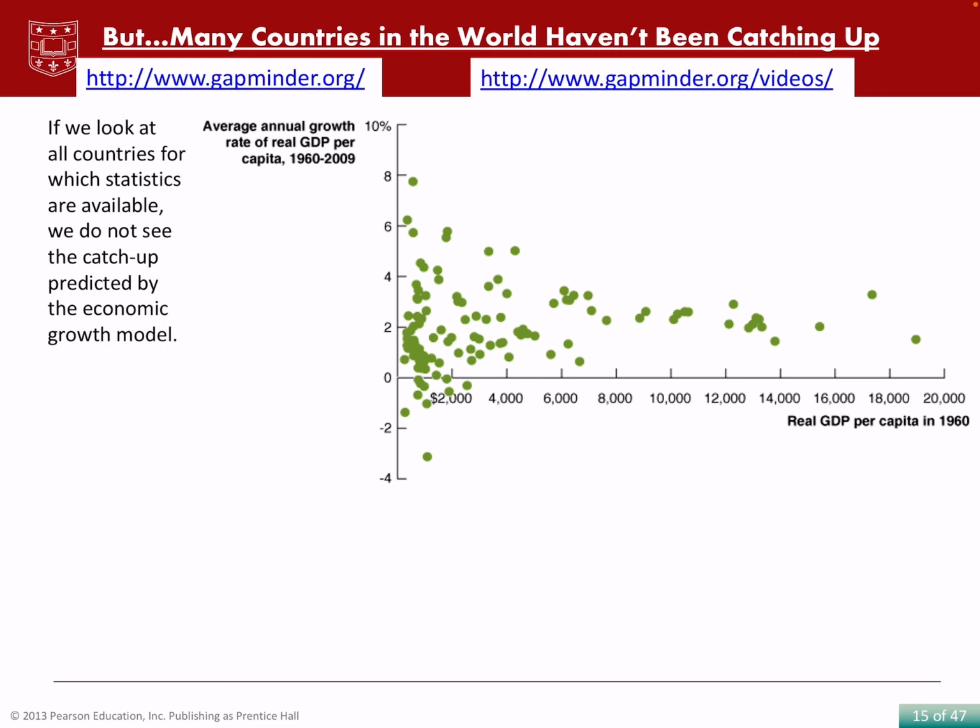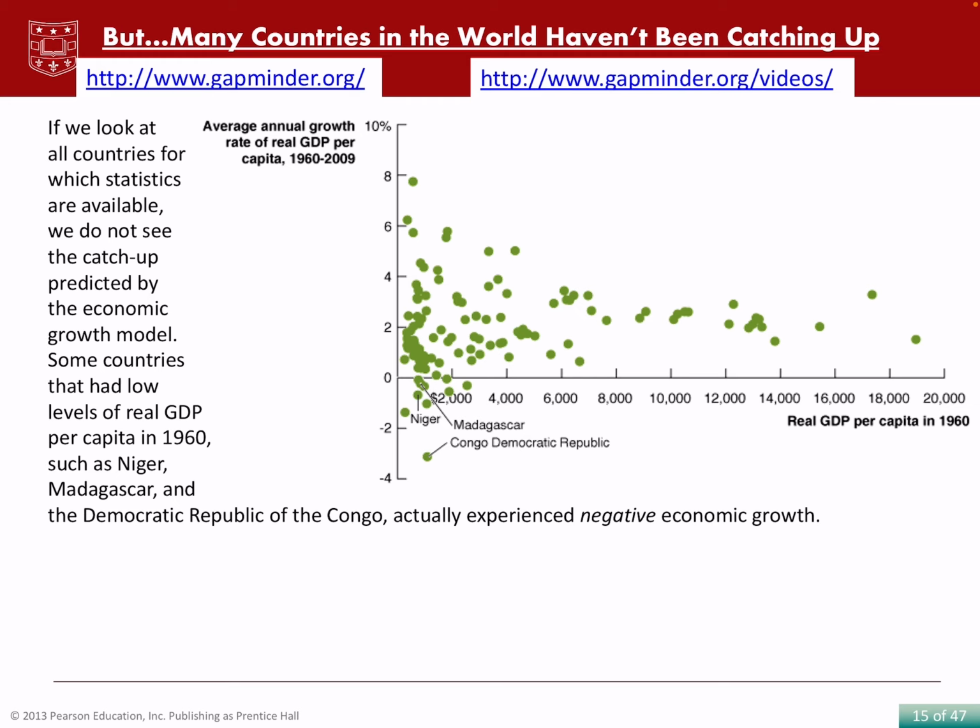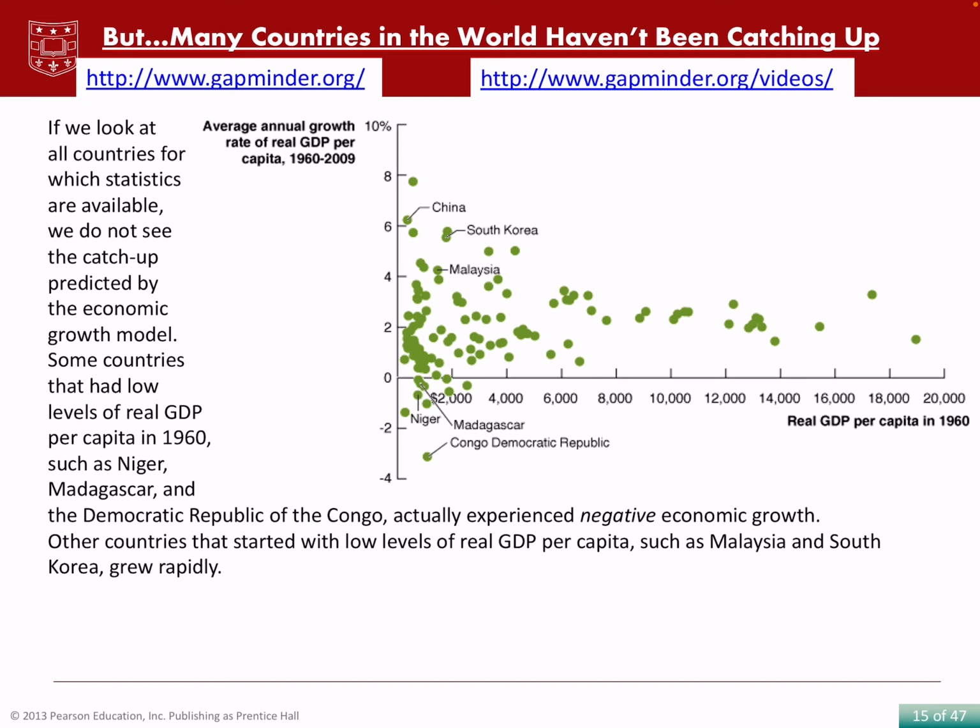So if we, instead of just looking at rich countries, look at all countries for which statistics are available, we don't see the same kind of rosy picture. We see some countries that had low levels of real GDP per capita in 1960 that continue to languish and in some instances experience, over this time frame, on average negative economic growth. We see, as we saw before in the previous picture, other countries that just have phenomenal growth over this time period in relation to where they started in 1960. China, South Korea, Japan, Taiwan, Singapore, Hong Kong, so forth, Malaysia.